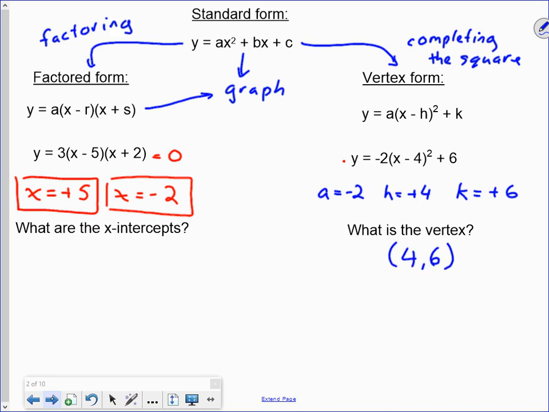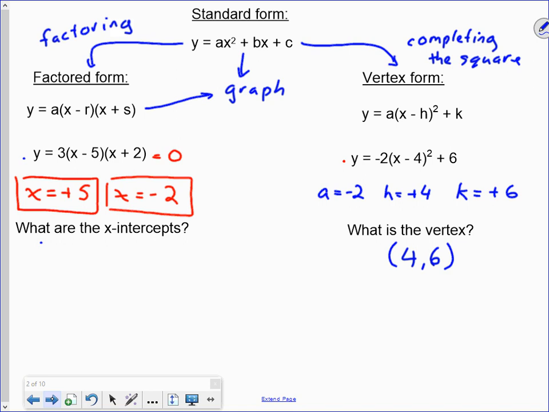Whereas if you gave me this parabola over here and asked me what is the vertex, I would have to first figure out the intercepts and then find the axis of symmetry and then figure out the vertex from there. So we use vertex form when we want to find the vertex. We use factored form when we want to find the intercepts.